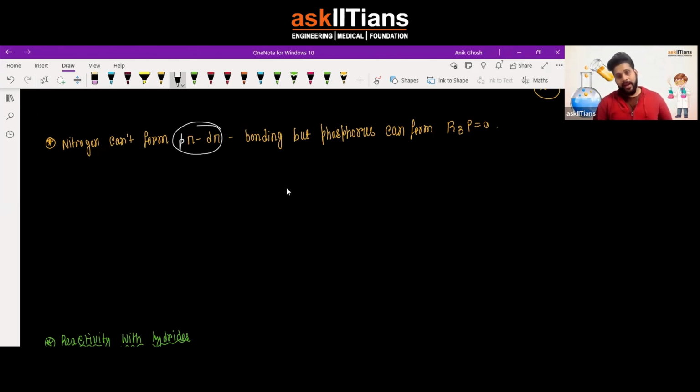So what is the p pi d pi bonding? Let's say there are two elements A and B. They're making a pi bond. Say element A is using its p orbital and element B is using its d orbital to make this pi.